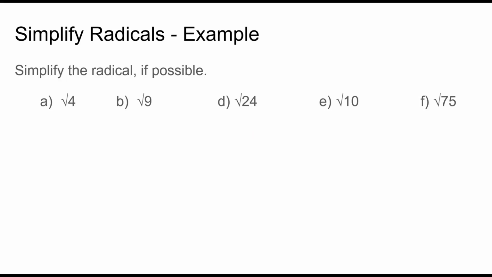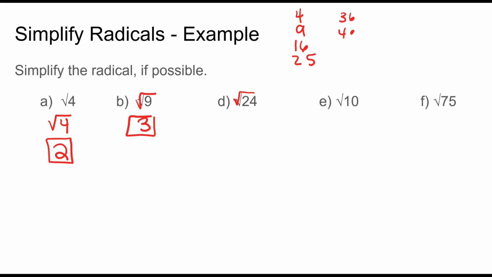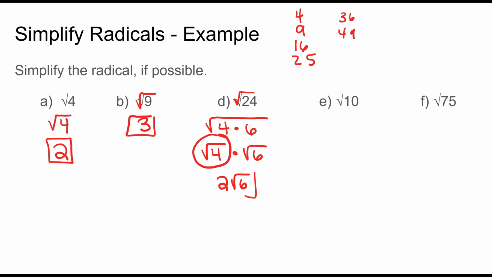In this first example, the square root of 4 is just 2. Notice that the 2 does not have a radical symbol over it. The square root of 9 is just 3. Now the square root of 24: is there a perfect square, 4, 9, 16, 25, 36, 49, that goes into 24? What's the biggest perfect square that goes into 24? That's 4. So we'll rewrite it as 4 times 6, and then we'll split up our radicals. And what is the square root of 4? It's 2 radical 6.